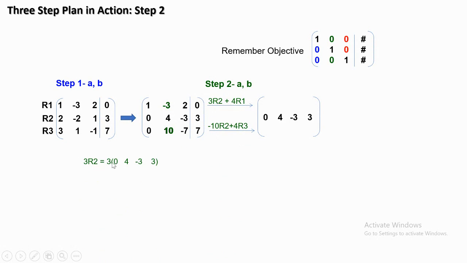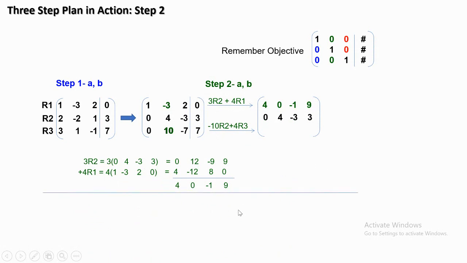3 row 2 is going to be 3 times row 2, which is 0, 4, negative 3, 3. That's what's here. So that should give us 0, 12, negative 9, 9. Plus 4 row 1, right? So 4 times row 1, I'm going to multiply 4 times 1, 4 times negative 3, 4 times 2, and 4 times 0, which will give us 4, negative 12, 8, and 0. After I add them, it's going to give me 4, 0, negative 1, 9, and that's my new row 1.